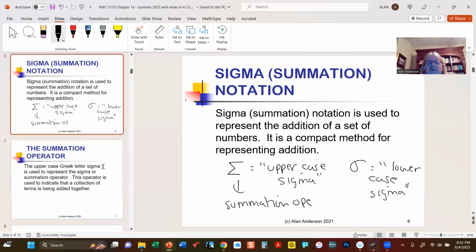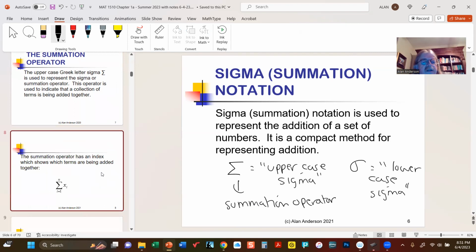And when you see this, of course, it tells you you're going to add up something. The rules will be determined. You'll be given a function, and you'll be given an index of some kind, which will tell you how to proceed. But you're basically just adding up numbers. The sigma on the right, as you know, if you've had statistics, is the standard deviation.